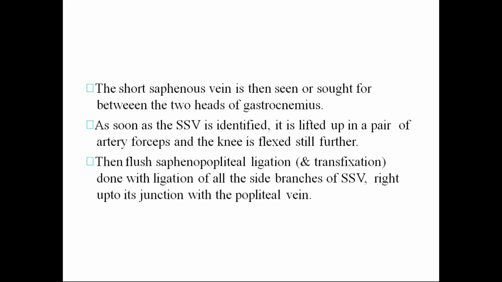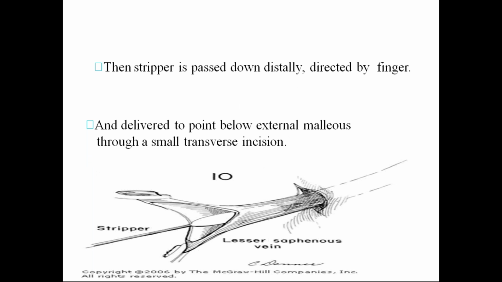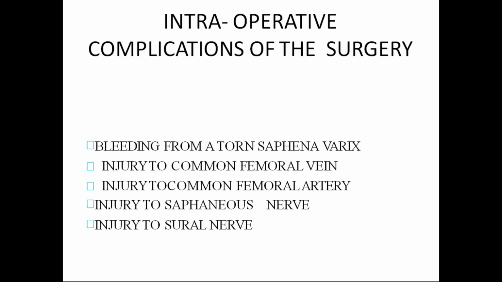Then flush saphenopopliteal ligation along with transfixation is done, with ligation of all the side branches of the short saphenous vein up to its junction with the popliteal vein. Then the stripper is passed down distally, directed by the finger, and delivered at a point below the external malleolus through a small transverse incision. In short saphenous vein surgery, there is more chance of injury to the sural nerve.